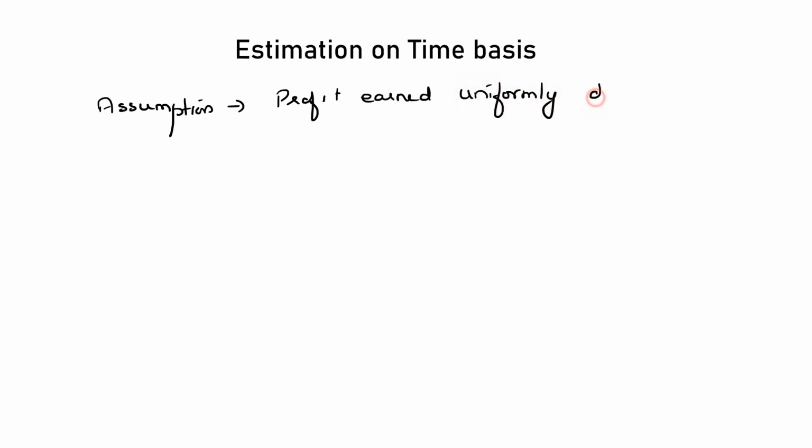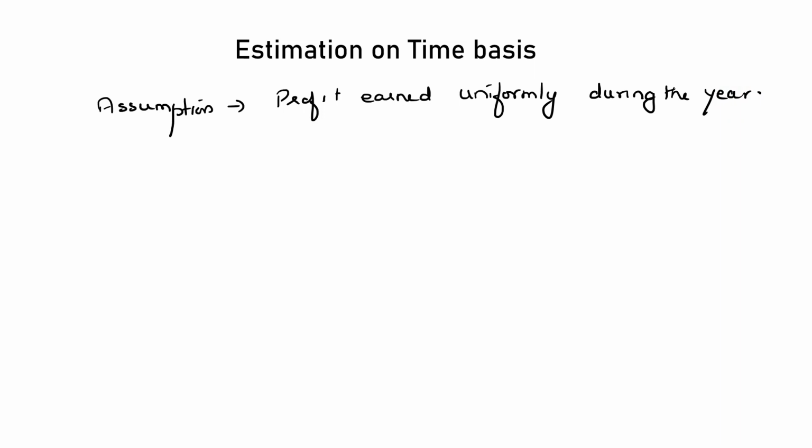So when the firm is going to adopt this basis, basically there is one basic assumption that is made. The assumption is that the profit has been earned uniformly during the year. That is the assumption that is being made. So on the basis of this assumption, we are going to estimate the amount of profit for the period from 1st April till 30th or the date of death of the deceased partner.